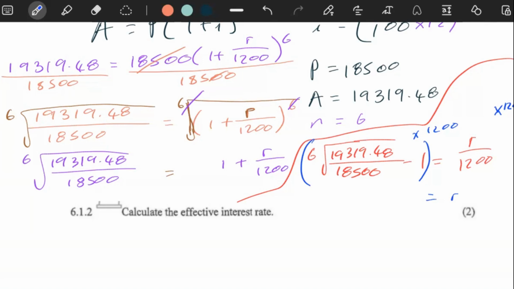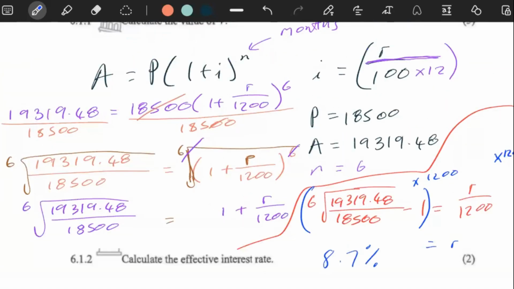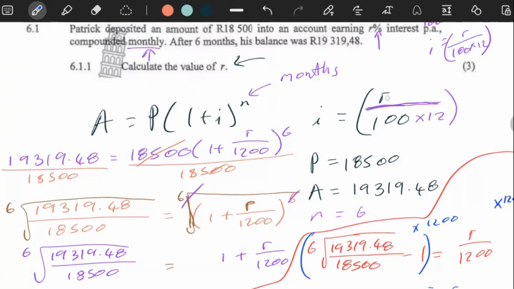And then what do we have here? Oh yeah, we have to multiply this by 1,200. This is giving us 8.7, and then you can see there's 3 zeros afterwards, so we can already just round this off. This is going to give us 8.7%. So this is already in percent format, because remember, this value of r up here, we know that if you put 8.7 here and you are dividing it by 100, it's already 8.7%.